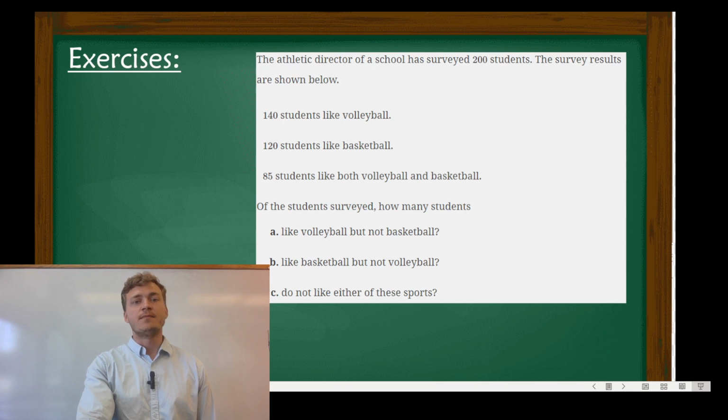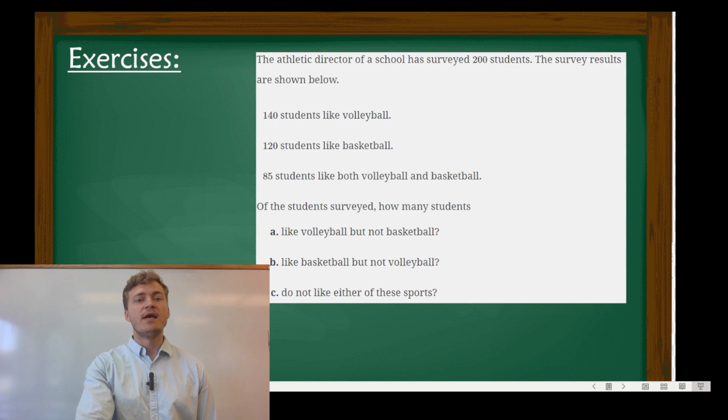Our next exercise. The athletic director of a school has surveyed 200 students. The survey results are shown below. Of the students surveyed, how many students like volleyball but not basketball? How many students like basketball but not volleyball? And how many students do not like either of these sports?